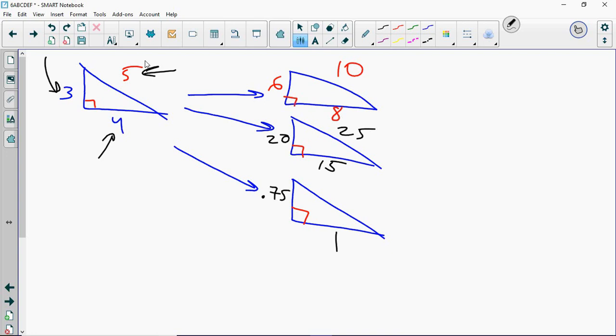And this one's maybe not as obvious, but it's better if you think in terms of fractions. 0.75 is the same as 3 over 4. 1 is the same as 4 over 4, which means that my hypotenuse is going to be 5 over 4. So this is why we memorize the triplets.